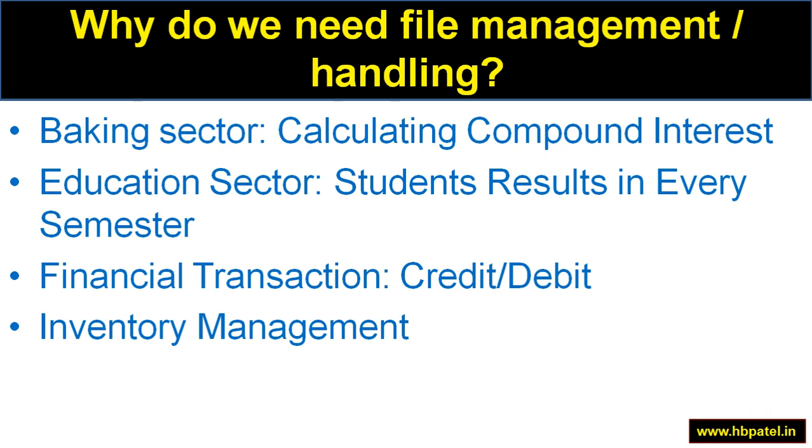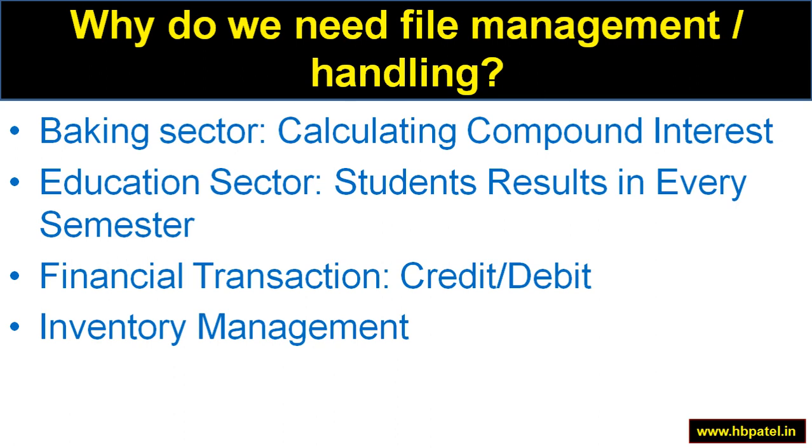The second example is in the education sector, with student results. For example, there are 8 semesters. After the first semester, the student gets the first mark sheet. After the second semester, the student gets the second mark sheet. Let's say after 5 semesters, the student has 5 mark sheets. To calculate the CPI, the cumulative performance index, you need information about all previous mark sheets, like mark sheets 1, 2, 3, 4, 5. That is only possible if those mark sheets are permanently stored somewhere.